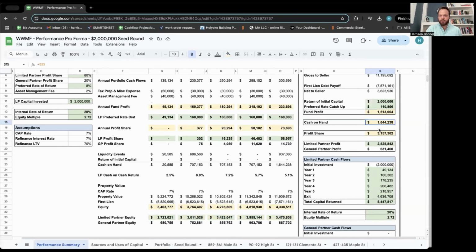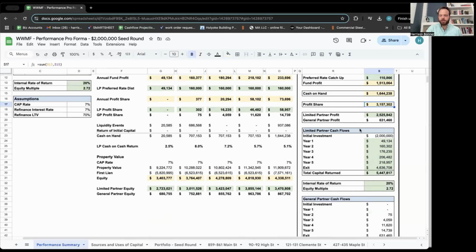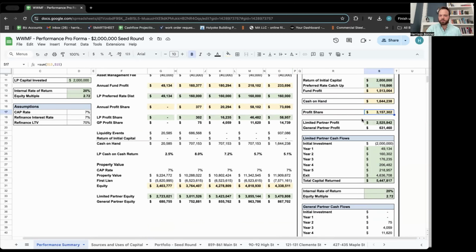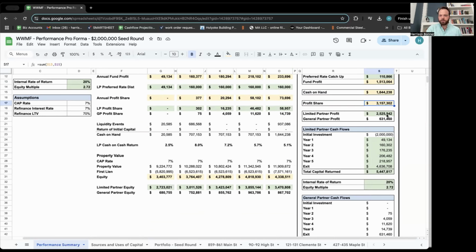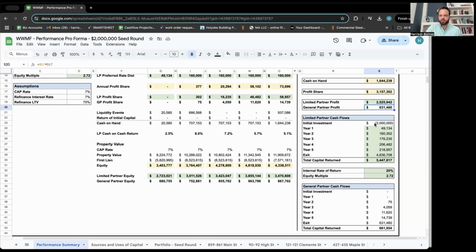Now we add in our cash on hand. Remember, we're holding now about 1.6 million in cash on hand from refinance events that have occurred during the hold period. So we add these together and we get our total profit share. So this is total cash to be distributed between the limited partner and general partners. So this is what is split 80-20: limited partner profit share, general partner profit share.